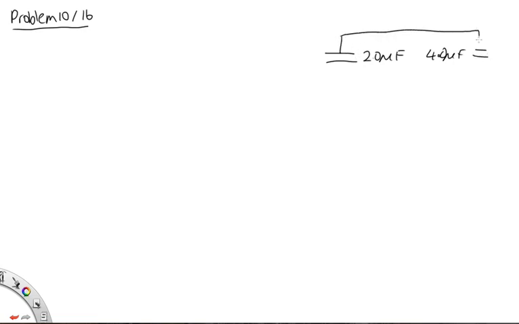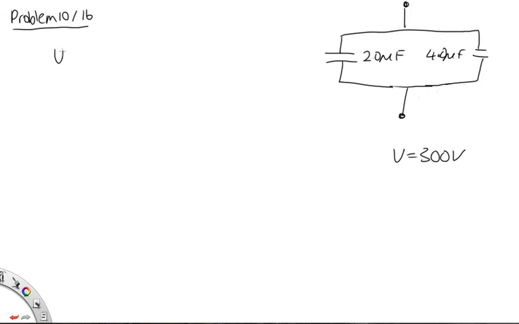Problem 10, for 1221 or 16 for 1231. In this problem we have two capacitors of 2.0 microfarads and 4.0 microfarads connected in parallel across a 300 volt potential difference. And we are asked to calculate the total stored energy in the system.